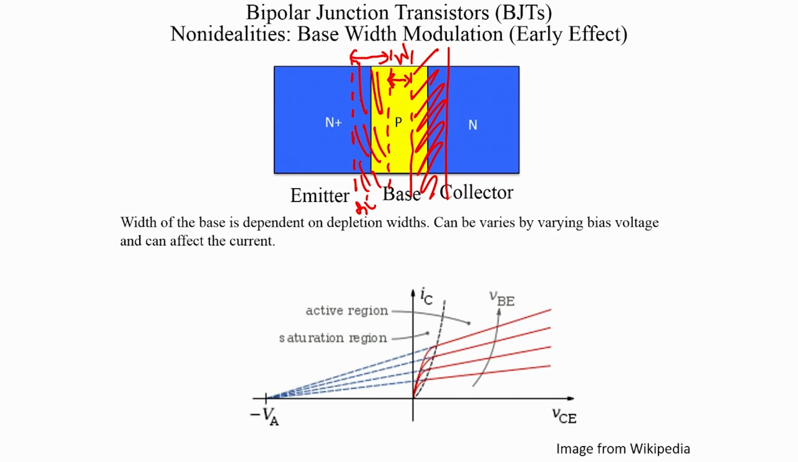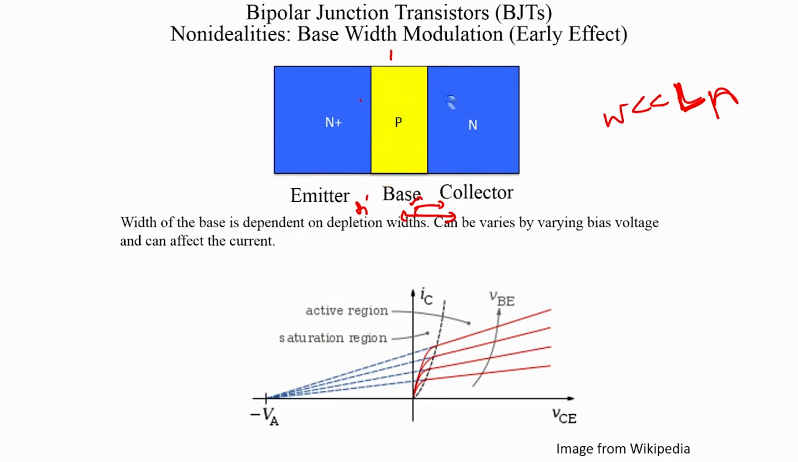Now, the base width has to be less than the diffusion length of the minority carriers. So, in this case it has to be less than Ln. Okay. Now, the base width clearly depends upon the width of these depletion regions. If these depletion regions become wider, the base width has to decrease, and if they are narrower, the base width increases. So, therefore, the width of the base is dependent on the depletion widths, which in turn are dependent on the bias voltages.